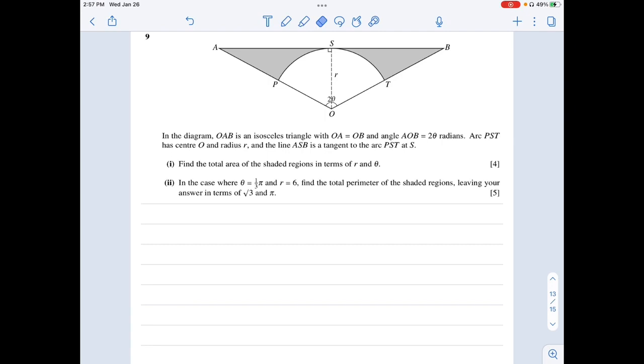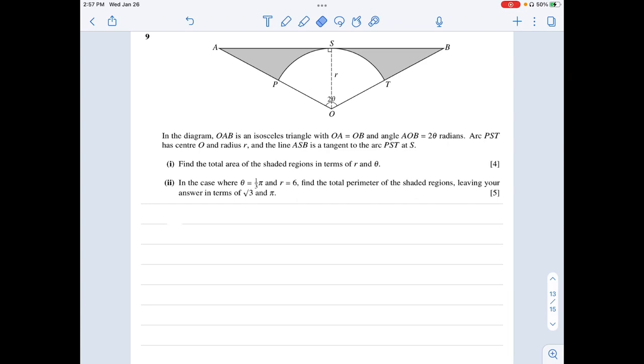So coming to question number 9, in the diagram OAB is an isosceles triangle, OA equal to OB and angle AOB equal to 2 theta. Arc PST has center O and radius R, and the line ASB is a tangent to the arc PST at S. Find the total area of the shaded region.